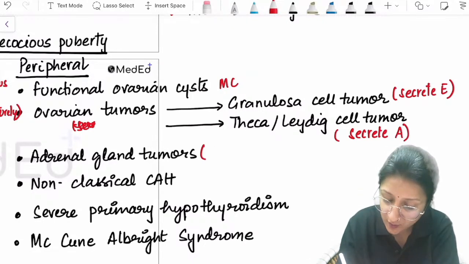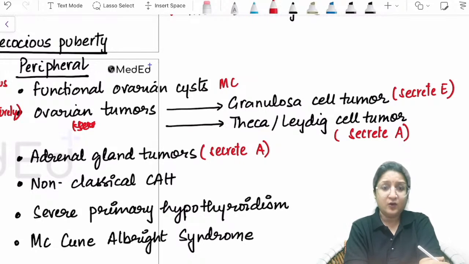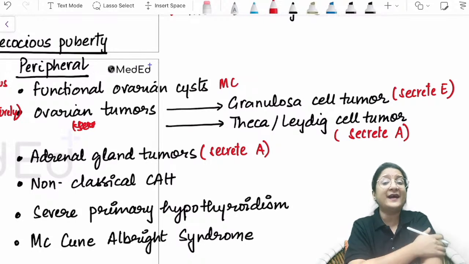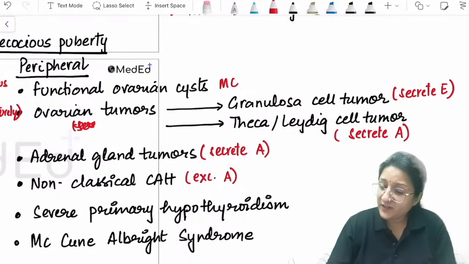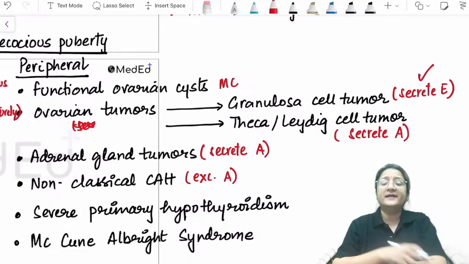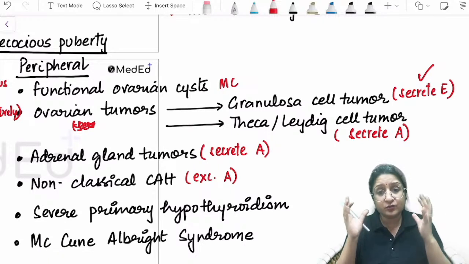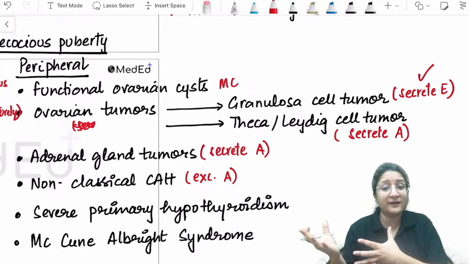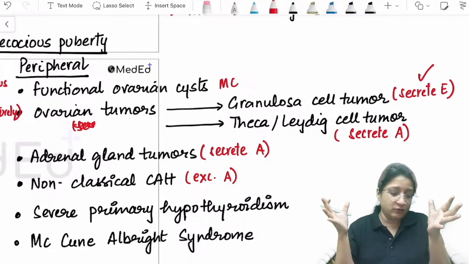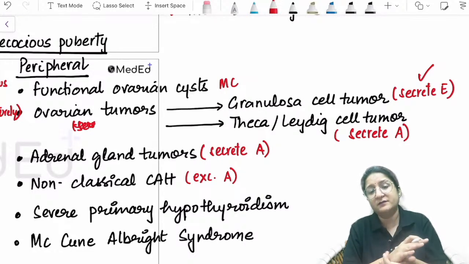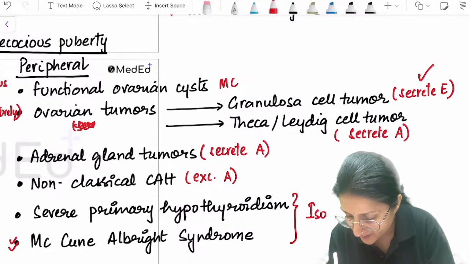There can be theca or Leydig cell tumors which secrete androgens. There can be adrenal gland tumors which secrete androgens. There can be non-classical congenital adrenal hyperplasia, where there are excessive androgens. So, if estrogen is getting secreted in the periphery, then there will be isosexual pubertal development. If androgens are getting secreted in the periphery, then the young girl would have symptoms of androgen excess: hirsutism, temporal balding, hair loss, symptoms of virilization. So heterosexual development will be there. Then other causes you need to mug up are severe primary hypothyroidism, which can also be associated with the peripheral form of precocious puberty, and McCune-Albright syndrome. In this case also, it is going to be isosexual type.